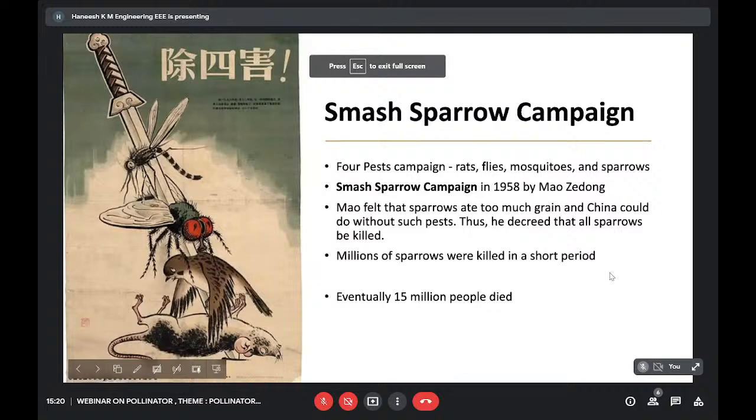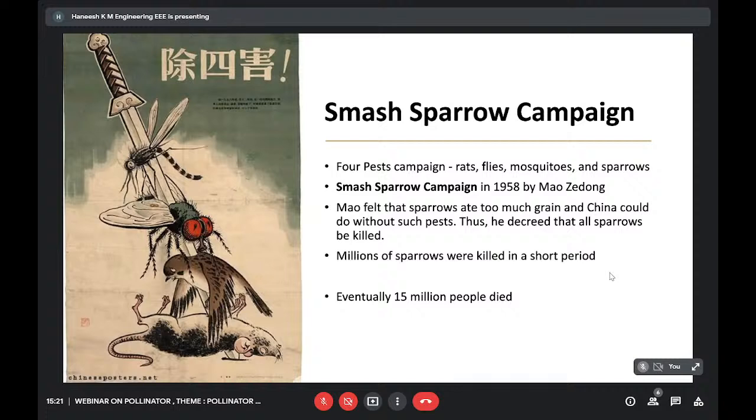The entire cultivation was affected by the lack of the sparrows there. It took them into a famine-like situation. There was no food to supply to people. Even if you tried to cultivate, the entire cultivation was eaten up by these pests. Eventually it led to a famine, and it is estimated that 15 million people died because of the shortage of food during that period.